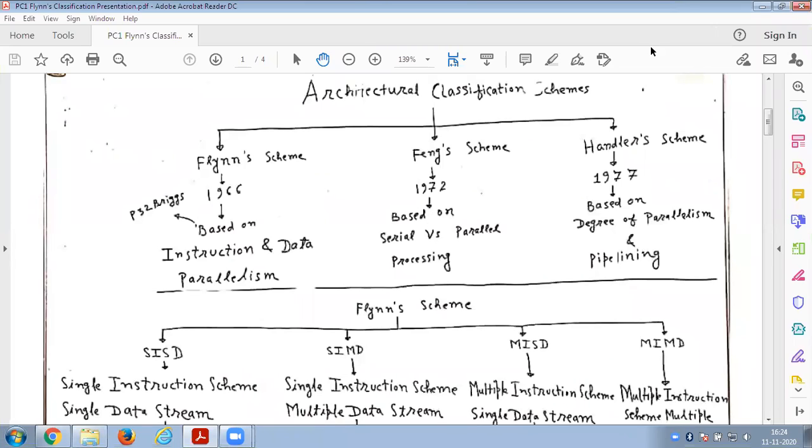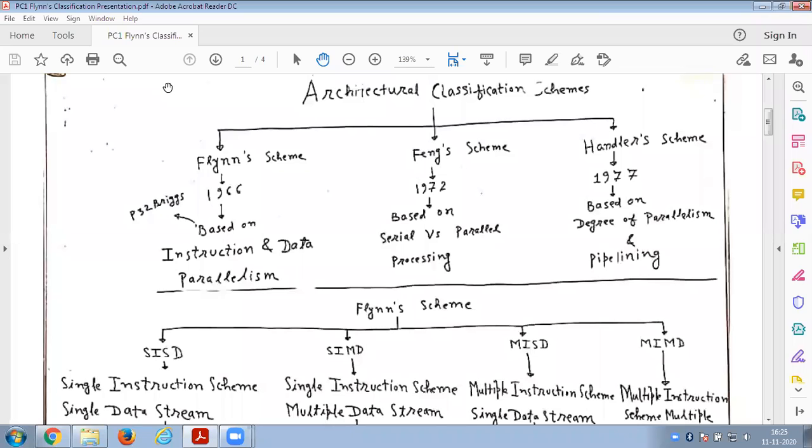So very good afternoon. Today we will see various architectural classification schemes. As you know, computers can be classified in several ways. It is not possible to divide human beings into different categories easily. There may be appearance as one category, marks as a second category. How can you divide persons into different categories? That is a very difficult task.